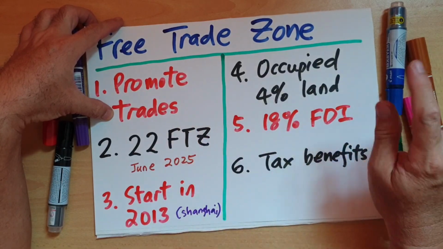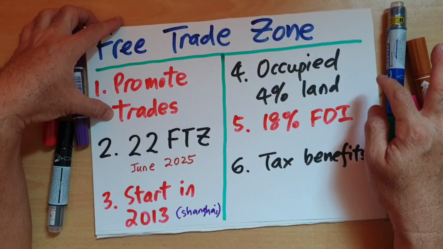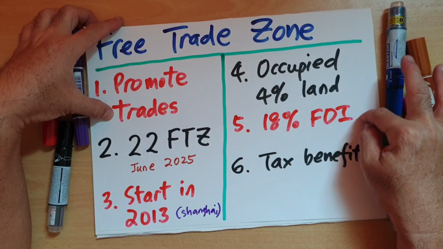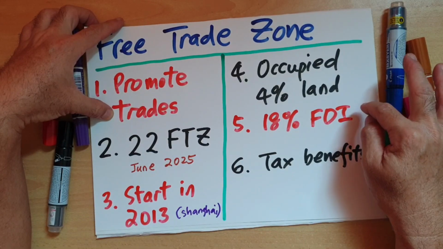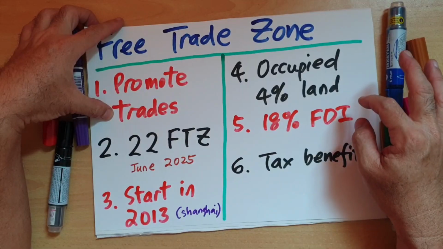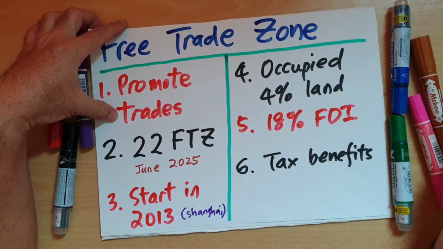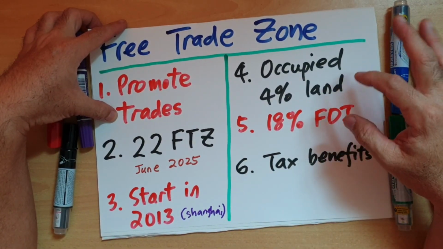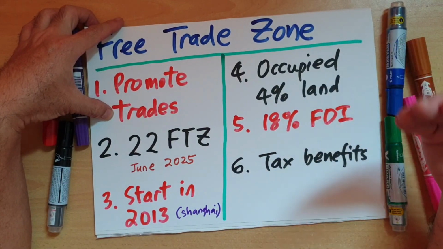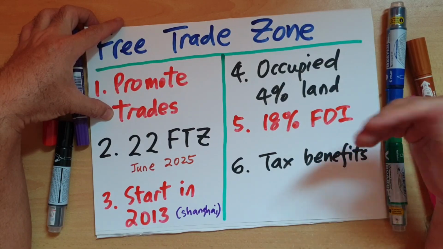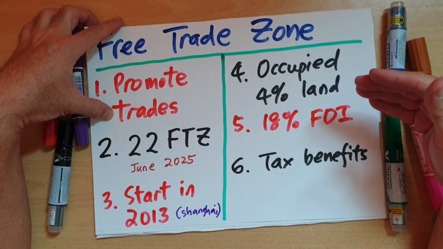All these 22 free trade zones in China actually occupy 4% of the total land area in China. But the contribution of these free trade zones is very high. They bring in 18% of all the foreign direct investment into China. And of course, because they offer all the tax benefits like lower corporate tax rate, lower tariff and all these things, these are some of the reasons why free trade zones are very successful.